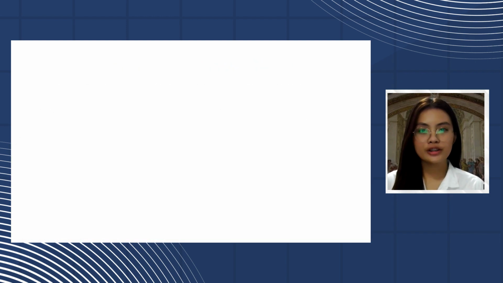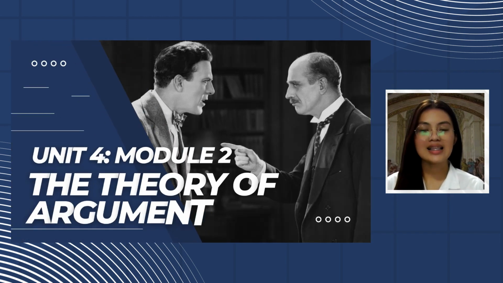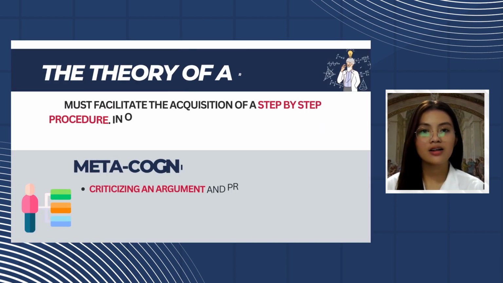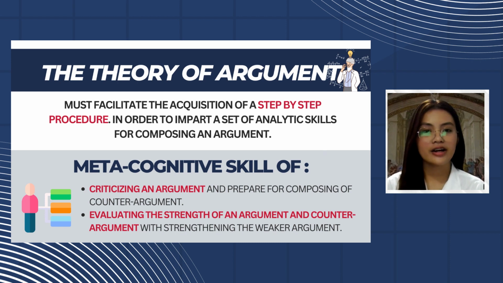Next, we move on to Unit 4, Module 2, the analysis of natural arguments. So this states that the theory of argument must facilitate the acquisition of a step-by-step procedure. This is in order to impart a set of analytic skills for composing an argument. This includes the metacognitive skill of criticizing an argument and preparing to compose the counter-argument, and the metacognitive skill of evaluating the strength of argument and counter-argument with strengthening the weaker argument.